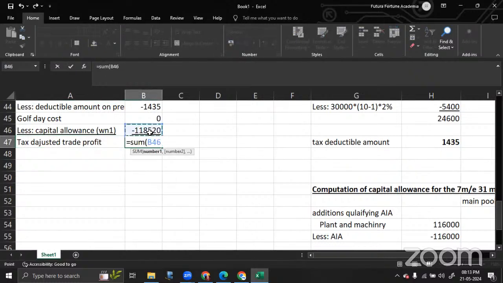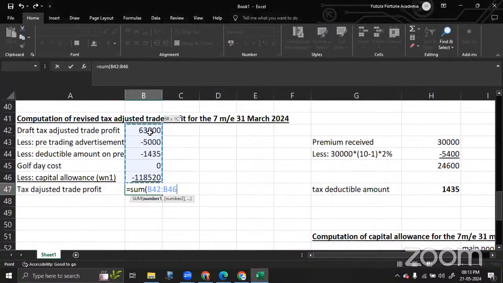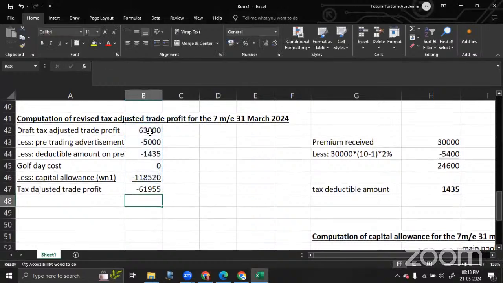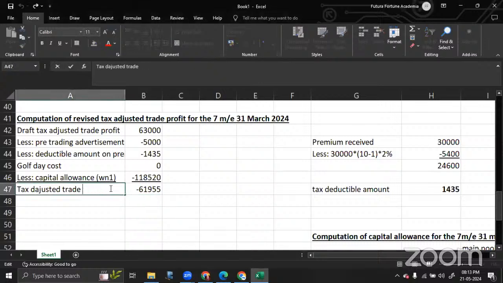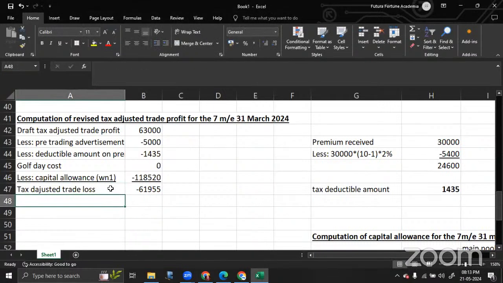And remember, students, the time bound calculation. How do you take the time here? You have a loss of 61,955. Tax adjusted trade loss. Now, students, this is a time-bound calculation.